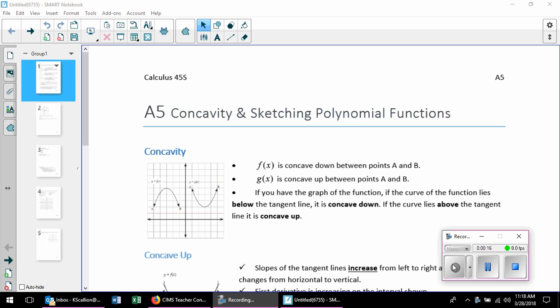Concavity. Your grade 6 science class, with lenses, like concave up, concave down. You're grade 6.